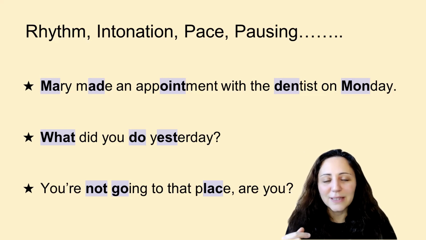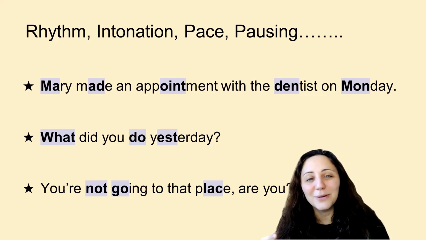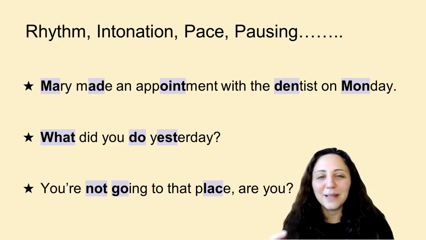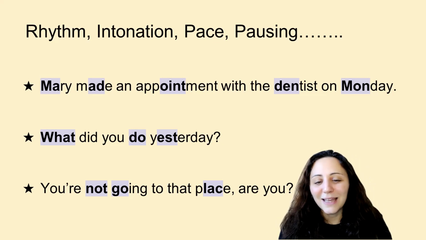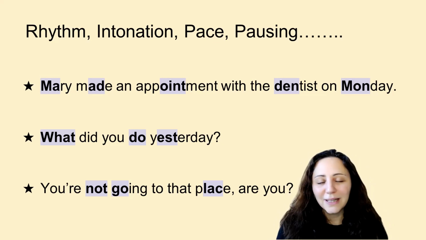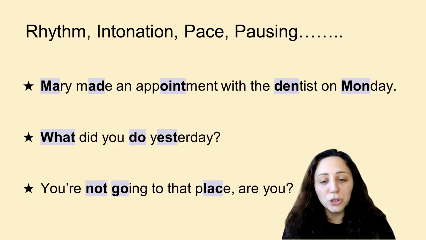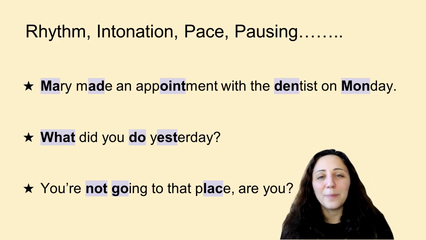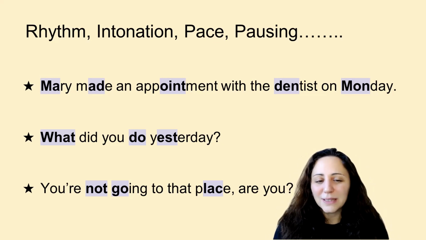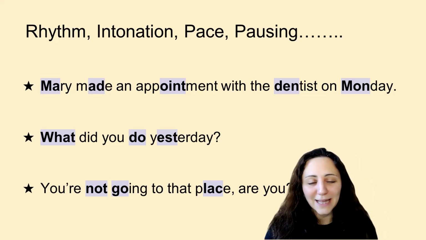You're not going to that place, are you? So our emphasis is on not and go and ace, right? And so we're not emphasizing you're not going to. So the preposition to is not that important. You're not going to that place, are you? You're not going to that. You're not going, right? So those are more emphasized.